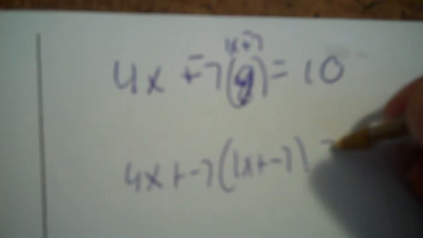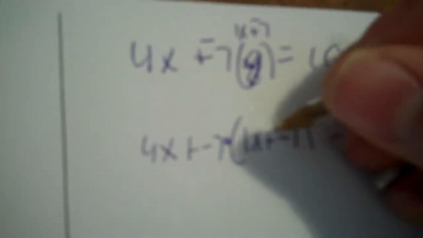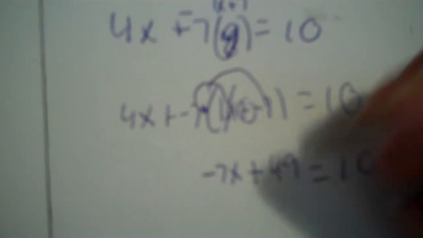Now you have to look after your parentheses and you have equals 10. Now you're going to solve for x. So you got a times right there and here's a plus. Now you drop that plus and you take negative 7 times 1x, that'd be negative 7x. Then negative 7 times negative 7 is 49. Now don't forget you have to add the 4x.